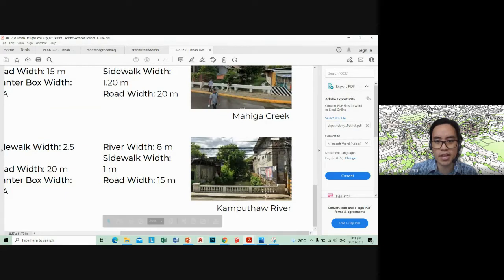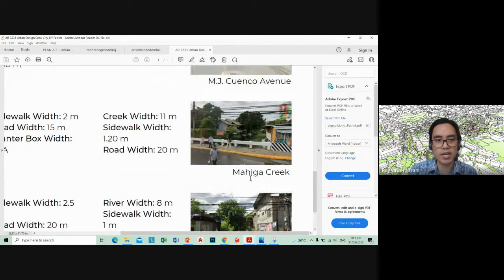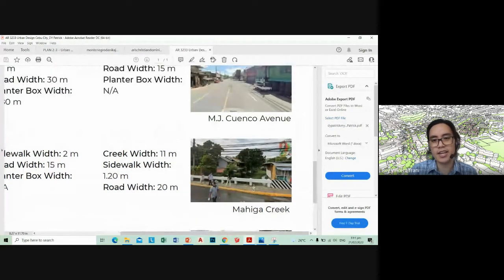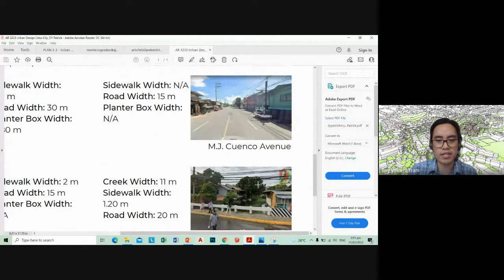Kamputha River, there's a sidewalk, there's some railings, and the quality of the river doesn't seem to be very good. Mahiga Creek, sidewalks, railings, but again, the river doesn't seem very clean. Although you see some setbacks being applied away from the river.